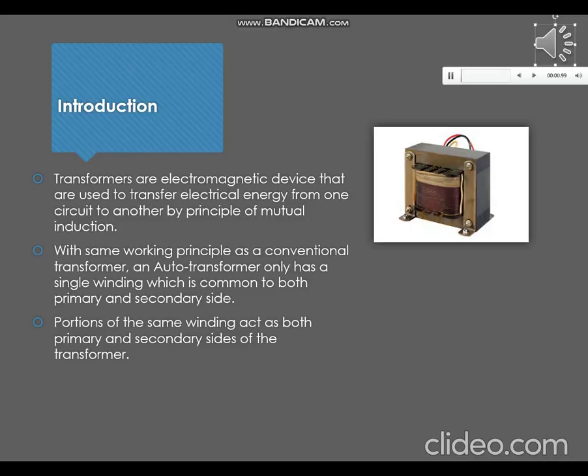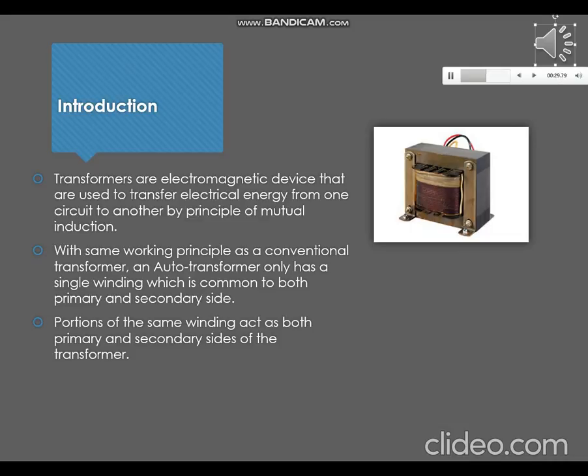If you recall, conventional transformers are passive electrical devices that transfer electrical energy from one electrical circuit to another, or to multiple circuits. So what are AutoTransformers? They work on the same working principle as a conventional transformer, with the only difference being that an AutoTransformer has only a single winding which is common to both primary and secondary sides. Hence, a portion of the same winding acts as both primary and secondary sides of the transformer.